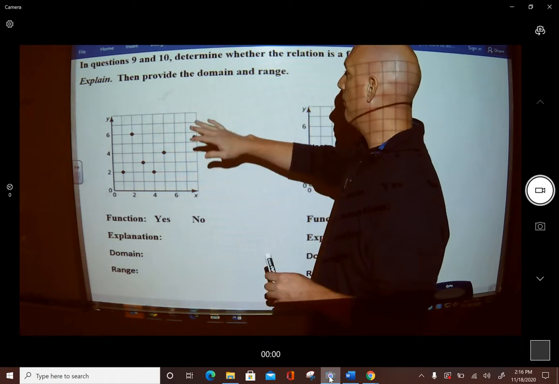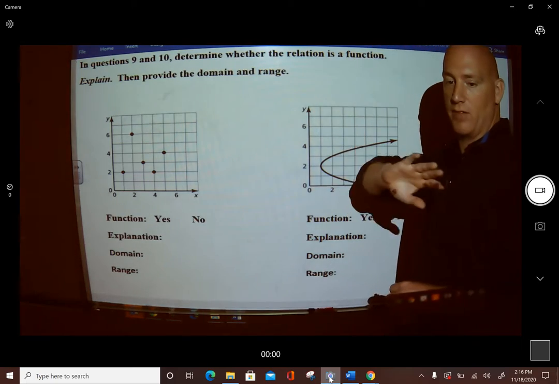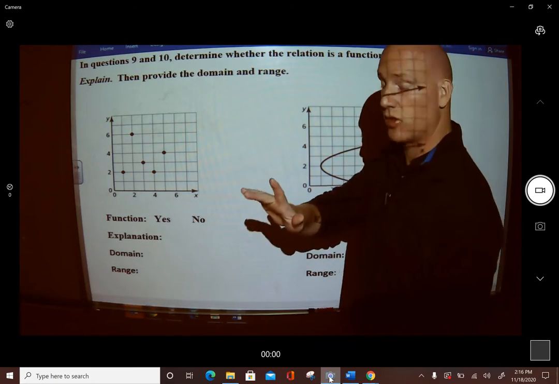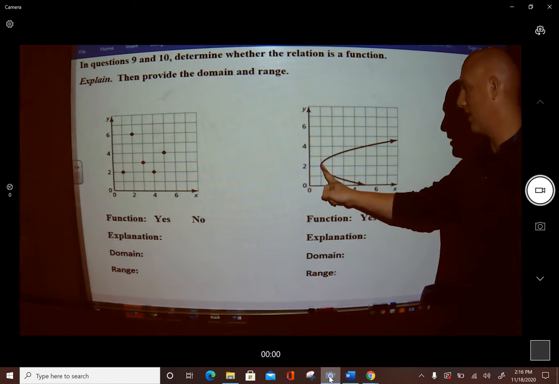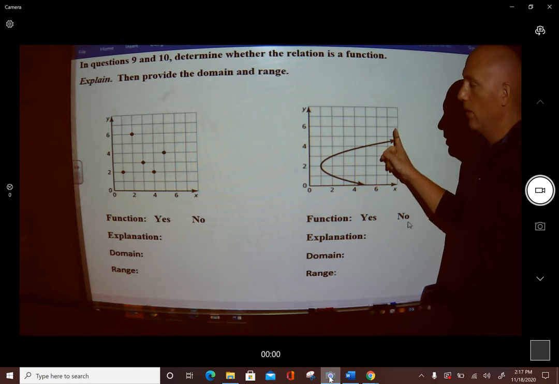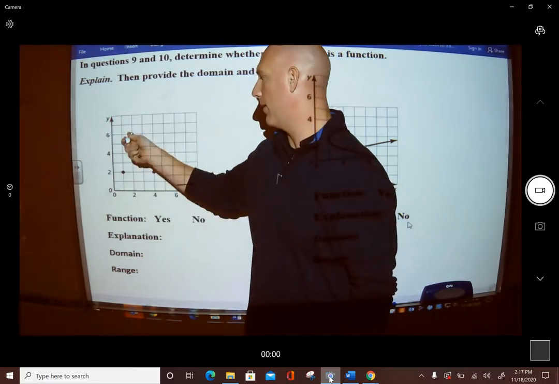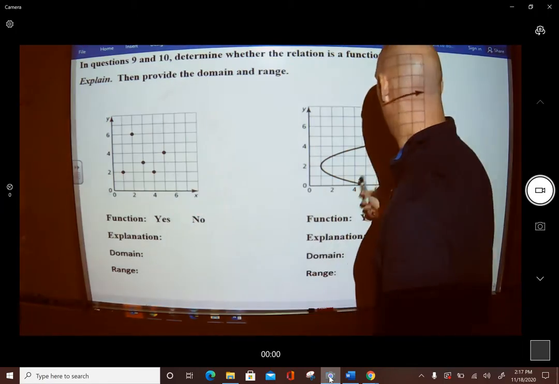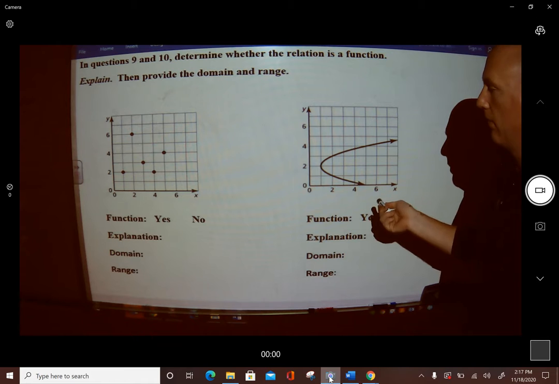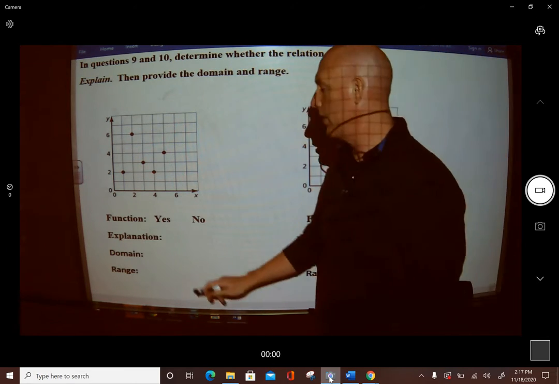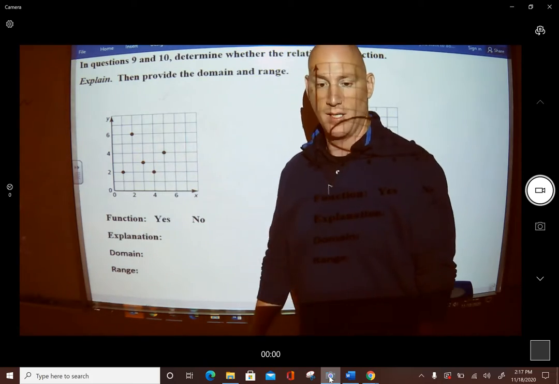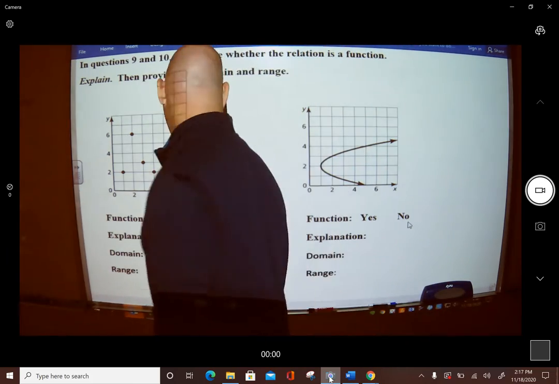So remember, part of the stuff is telling me, at some point you're telling me discrete or continuous. Discrete is distinct points. Continuous is a continuous line. So this I cannot draw without picking up my marker. This I could just draw, okay? So continuous is a continuous graph, discrete, distinct points. Now, let's talk about something as a function or not.